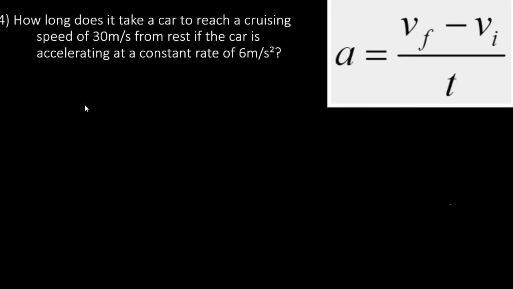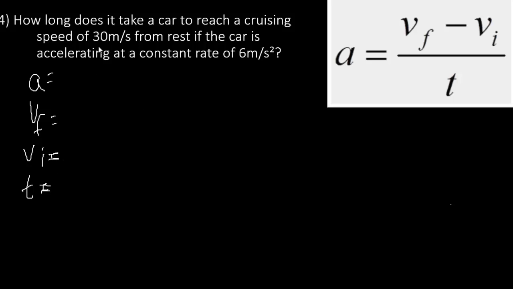Okay, guys, moving on to our final and last problem. This one is probably going to be considered the toughest of them. It says we want to know how long does it take a car to reach a cruising speed of 30 meters per second from rest if the car is accelerating at a constant rate of 6 meters per second squared. Well, once again, we follow our rules and make ourselves a list. A is equal to, VF is equal to, VI is equal to, and T is equal to. We need to know those four things right there in order to continue.